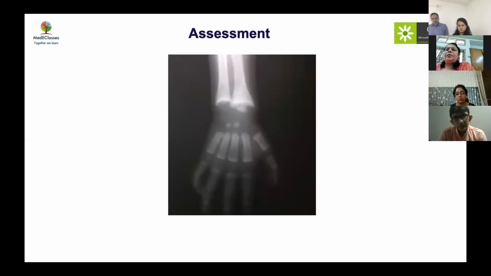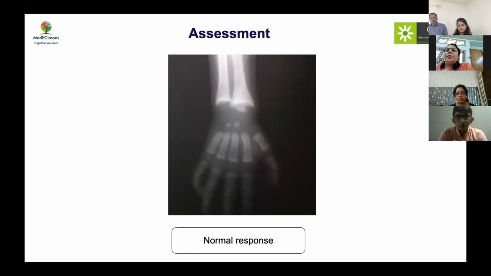And in this X-ray, we can very well see the line of healing in the form of a bright line at the end of the metaphysis. So definitely this is healing rickets, and the bone pain is due to hungry bone syndrome. So we should adequately supplement calcium along with vitamin D as well. So this is called a normal response, and I will not call this refractory rickets at all.